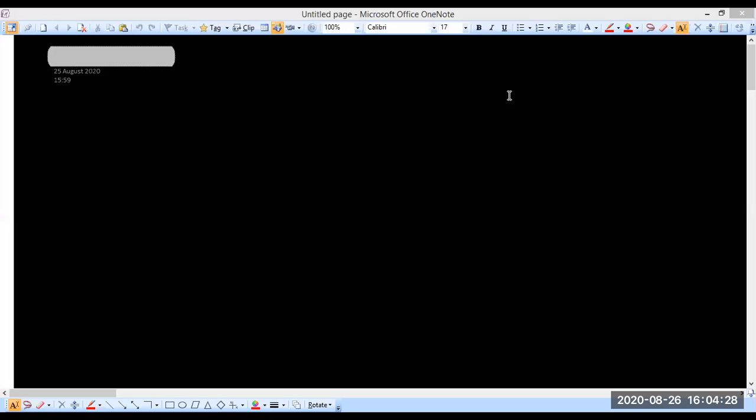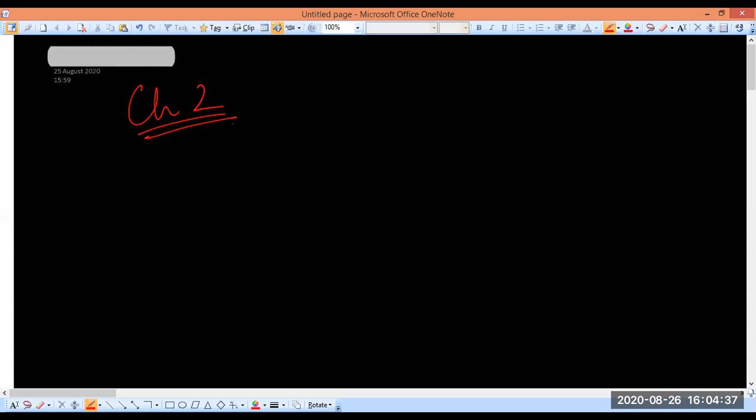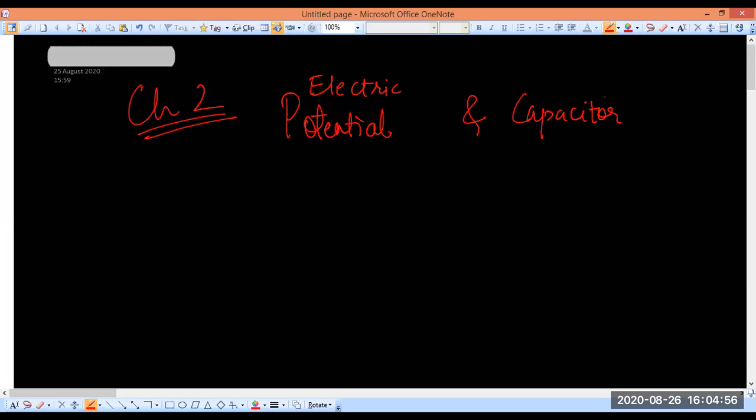Okay, so this is chapter 2, right? This chapter 2 is about potential, right? Electric potential or electrostatic potential, and then the last part of the chapter is about something called a capacitor, right? Since you studied about resistors, right? They are used in circuits, right? Similarly, capacitors are also a kind of instrument or device that is used to store energy in circuits.